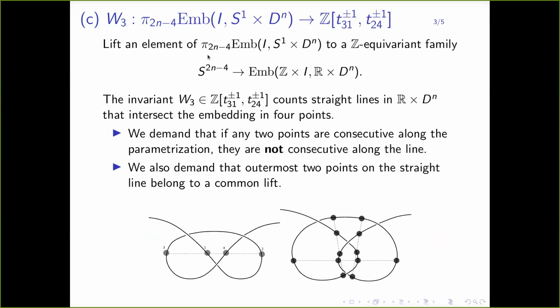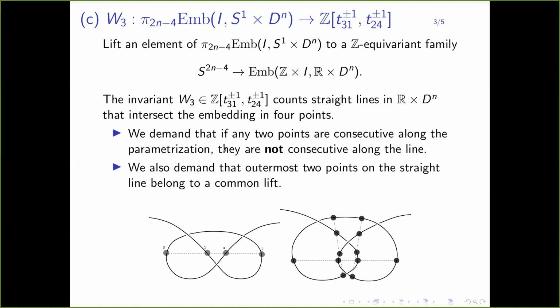Given something in pi 2n minus 4 of embeddings of an interval in S1 cross Dn, you lift it to a Z equivariant family of embeddings of Z cross I in R cross Dn. And so the invariant, I guess I'm lying a little bit, it's going to be a little quotient of this thing, but it's going to be in a Laurent polynomial ring with 2 variables. And we're counting straight lines in R cross Dn that intersect the embedding at 4 points.